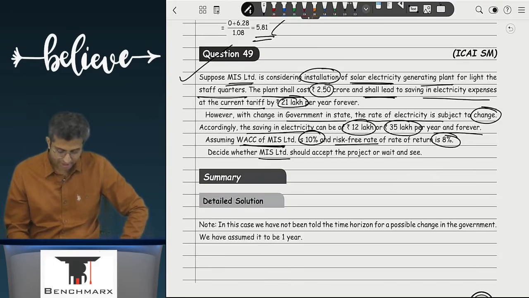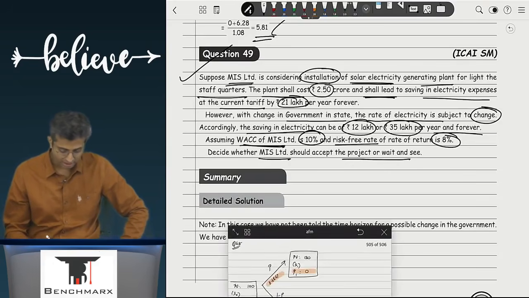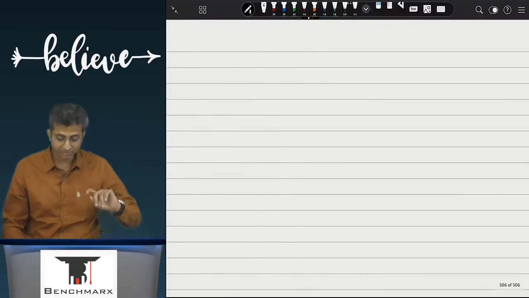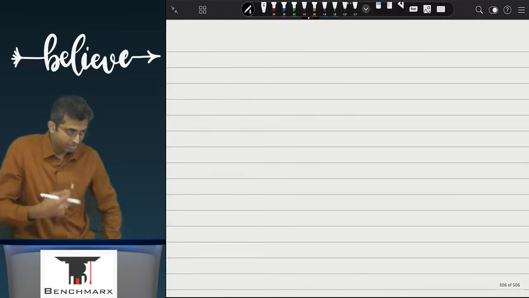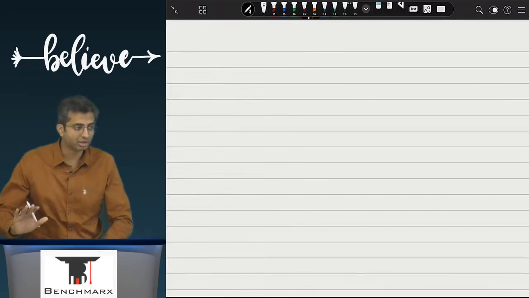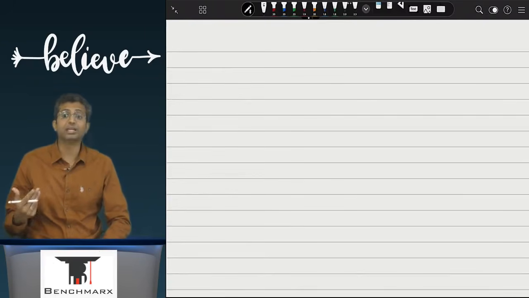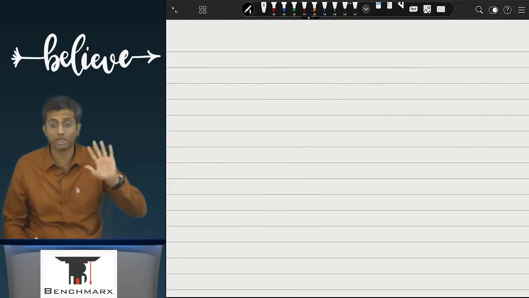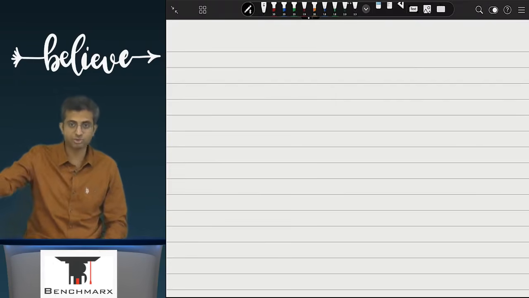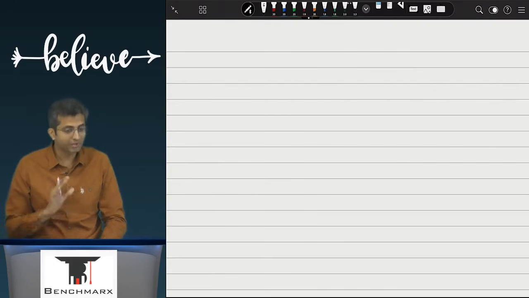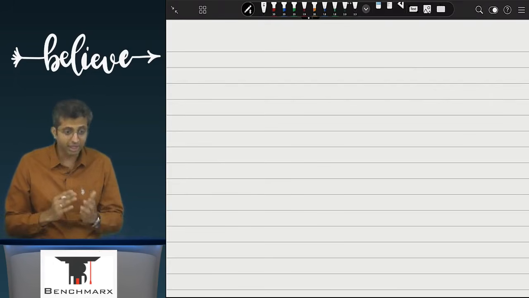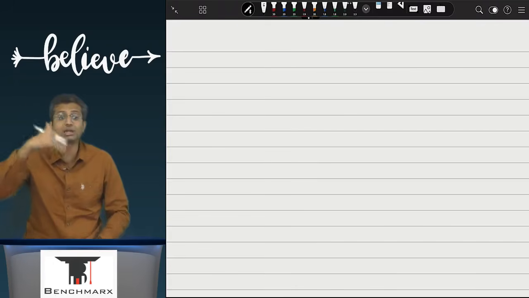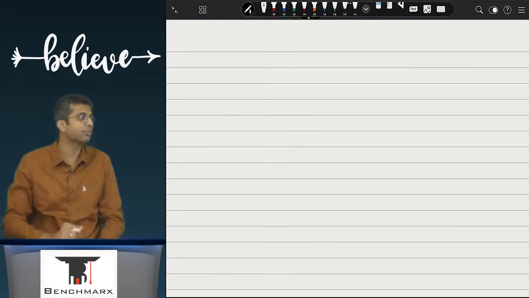Perfect. Decide whether MIS should accept the project or wait and see. So here no one is giving you any option. There's no abandonment option here. But here it is like a timing option. What do you mean by timing? That should I go ahead and invest in the project today or should I wait for the elections which are just around the corner? Should I wait for the elections, see the government, and based on the government take a decision then? That is what I'm trying to see.